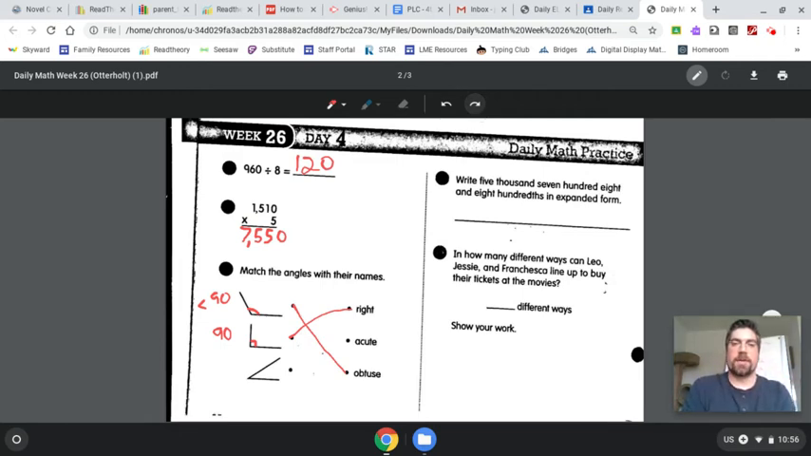And finally, we have acute angles. Acute angles are the ones that are less than 90 degrees, less than 90. And we're going to connect it like that, acute angle.